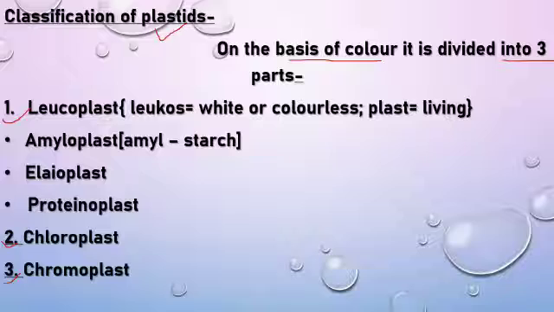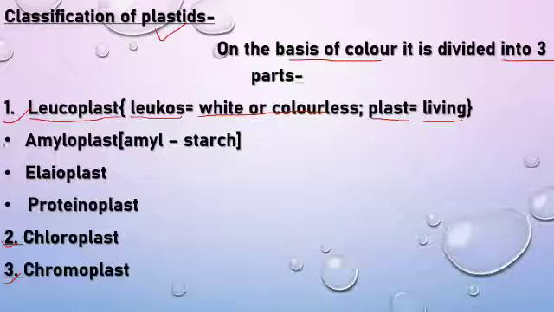So at first we will discuss the leucoplast. This is the first category of the plastid. First, let us know the meaning of the word. The leucoplast is divided into two parts: one part is called leuco and the other part is called plast. The meaning of the word leuco is white or colorless, and plast means living. So generally we can say that leucoplasts are white in color or colorless in nature.